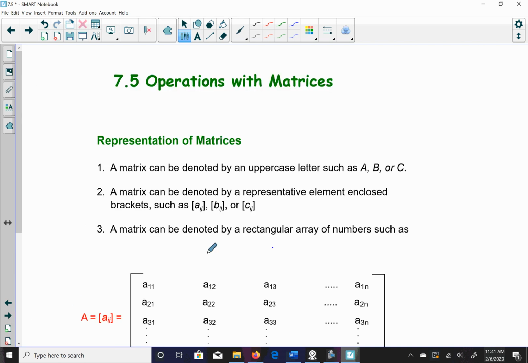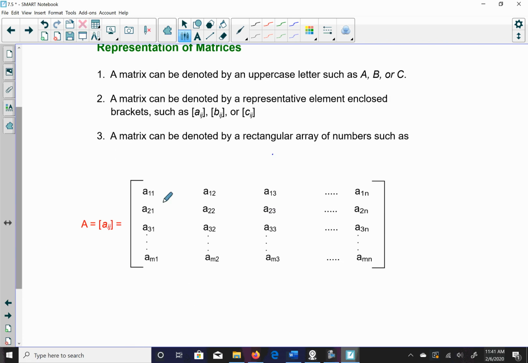As you know, a matrix can be denoted with uppercase letters such as A, B, or C. And then inside the matrix, you have elements. So this A11 is an element, and it's denoted A11 because it goes by the row and column number. So A11 means row 1, column 1. If I look at A32, that means row 3, column 2. So that's how they identify the elements.